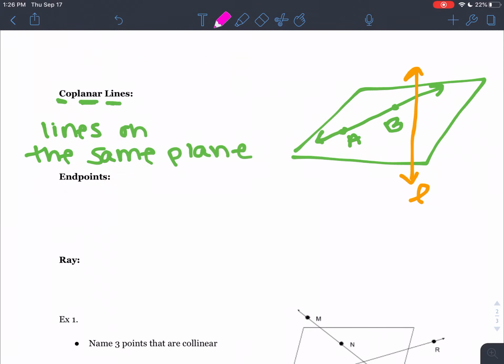But if I put another line all the way over here, and imagine it's like above the piece of paper, it's almost floating above it, it's at a different height, this line, M, would not be coplanar with the other lines. It does not lie on the same plane.